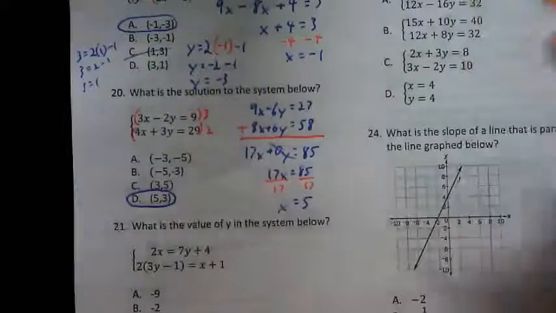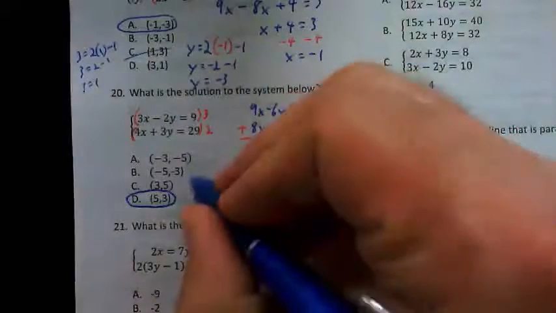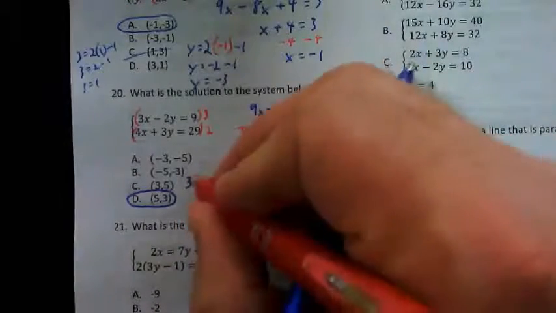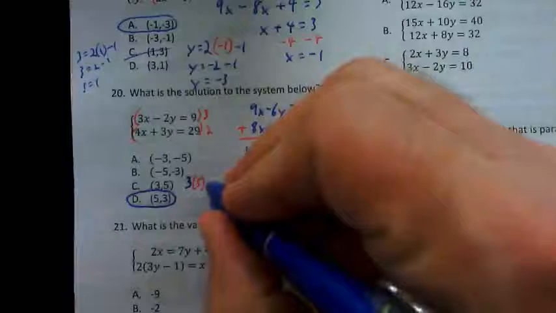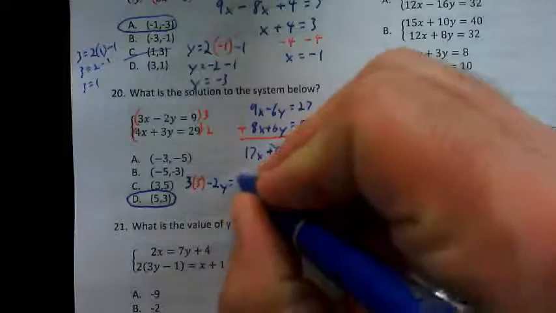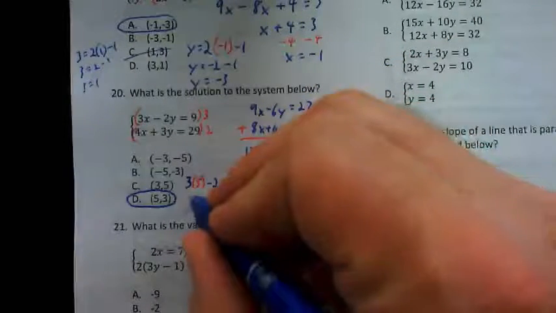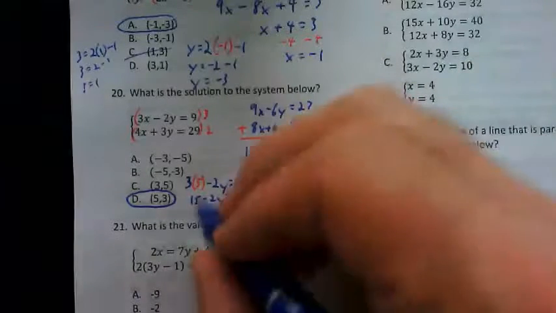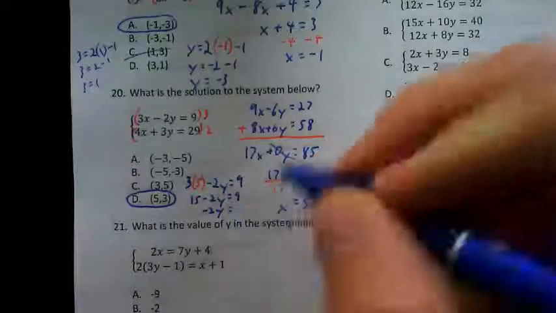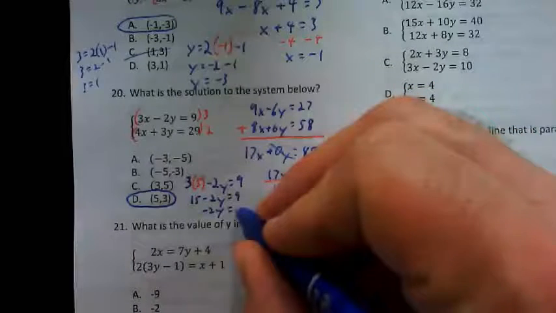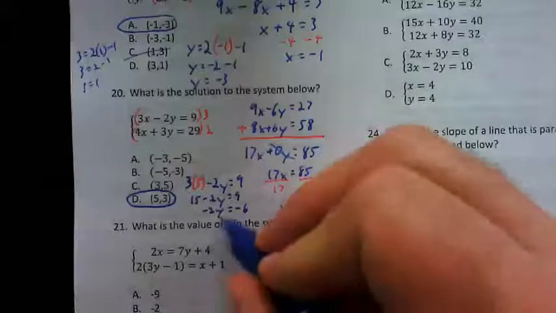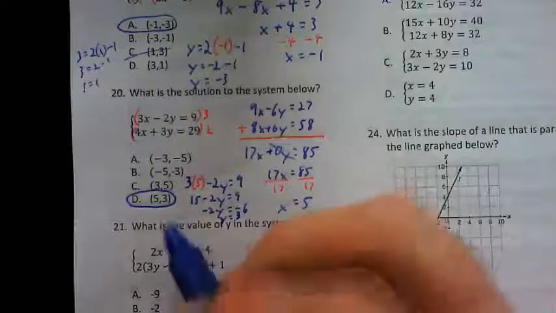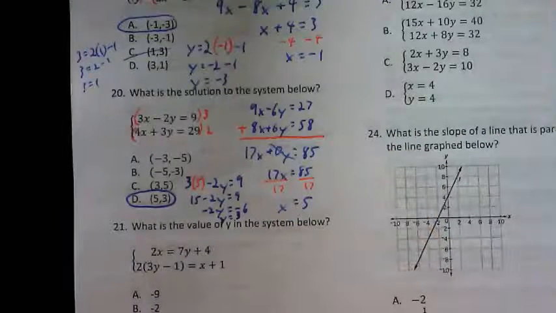So I'm going to use the top equation since they're the smallest numbers. We have 3. Again, we're plugging in 5 for x. Minus 2y equals 9. 3 times 5 is 15. Subtract off 15 from both sides. And that would leave us with -6. Divide both sides by -2, and you get a +3, which is what we had for our y value on D.